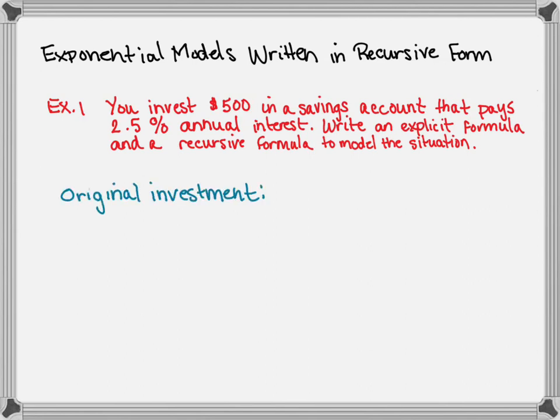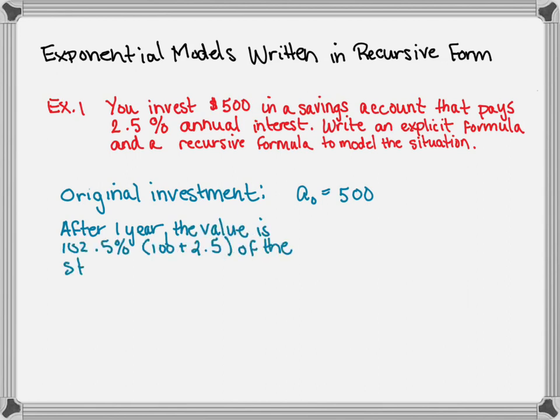So the original investment, A sub 0, is $500. After 1 year, the value is 102.5% of the starting value. And we found that by taking our original 100% and adding the 2.5% annual interest to it. So A sub 1 equals 500 times 1.025, because 102.5% as a decimal is 1.025. And that is $512.50.